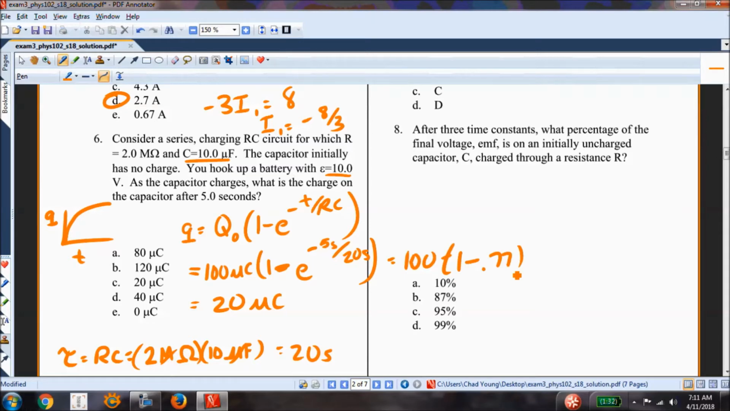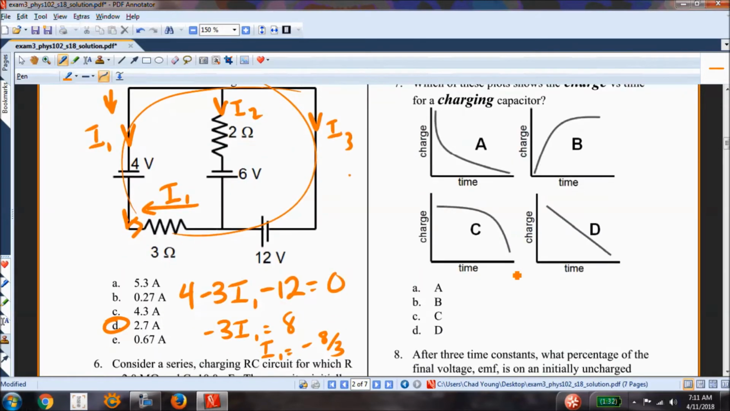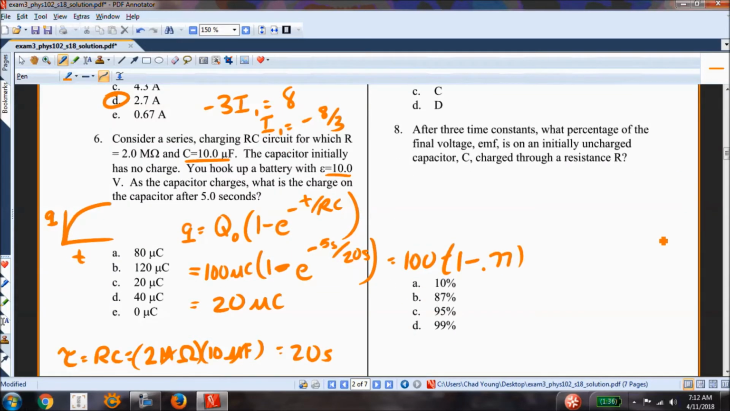Yeah, so it's 23, rounded off to 20. Okay, which of these is the charge versus time for a charging capacitor? I already said it's going to be that one, B.